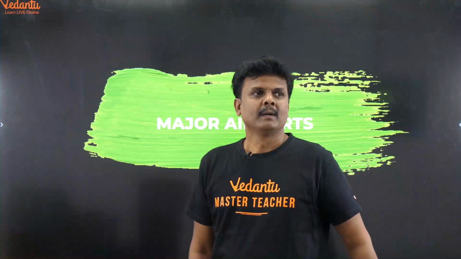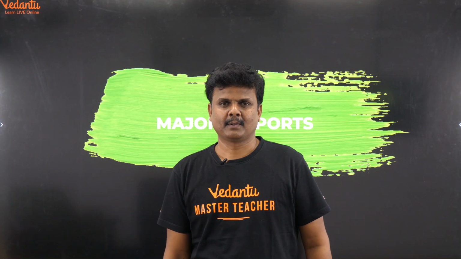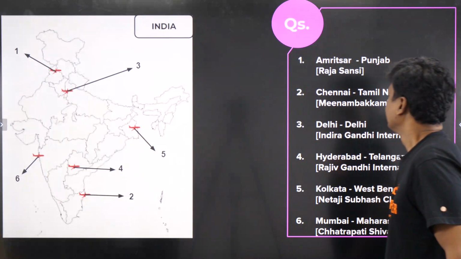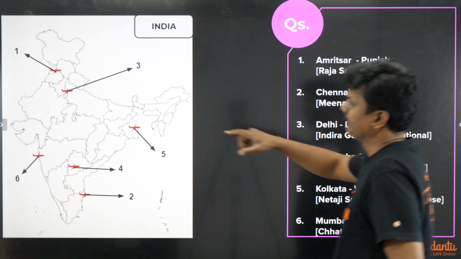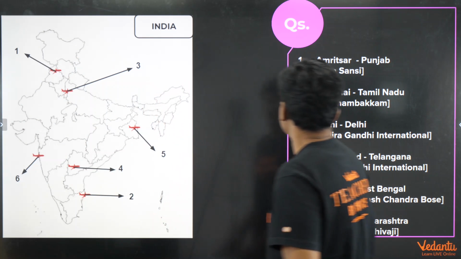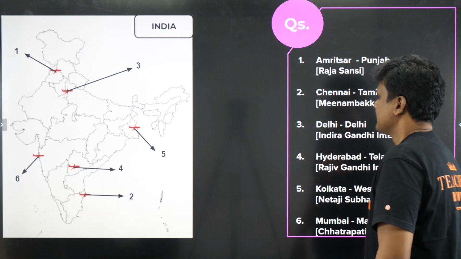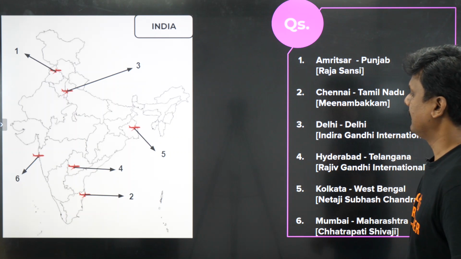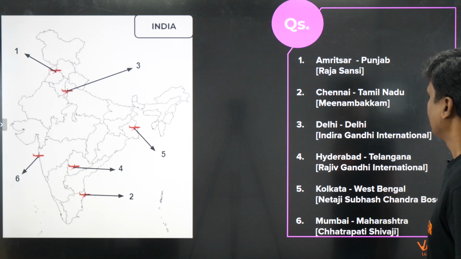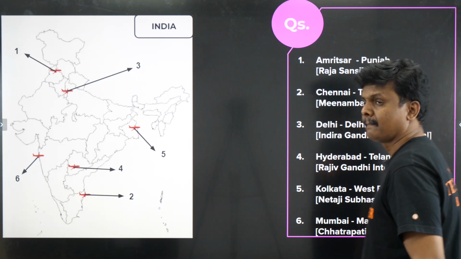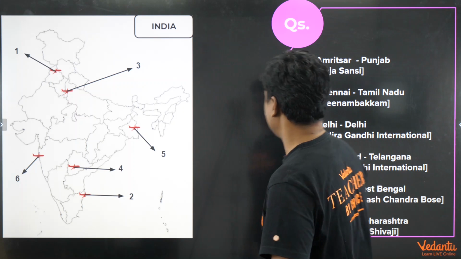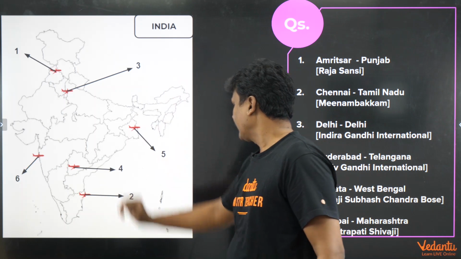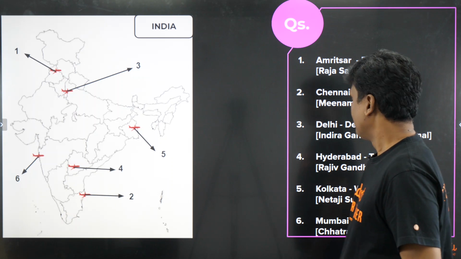Now, where do we go? Major airports. Needless to say, metros. But apart from that, what are the major airports? Amritsar in Punjab. Chennai, Tamil Nadu. Delhi, that's the national capital, right? And four, Hyderabad, Telangana. Kolkata, that's a border, so you've got to remember that. And six, Mumbai, Maharashtra.